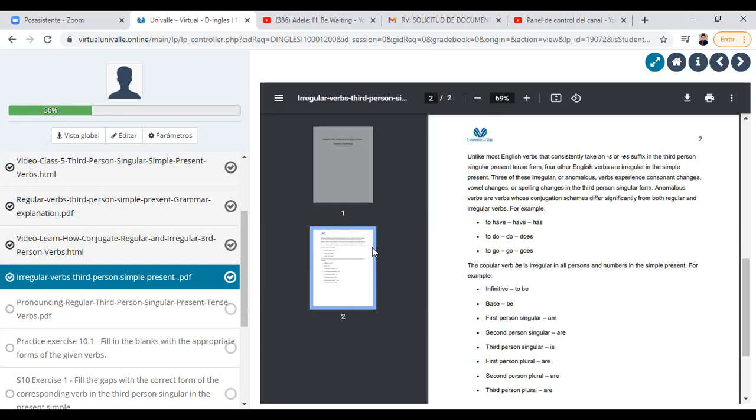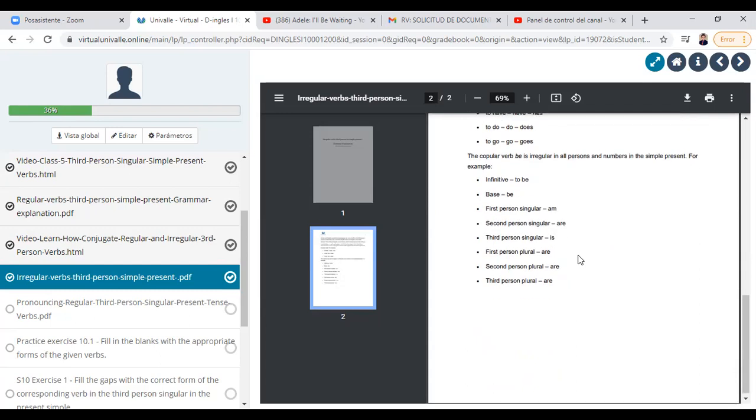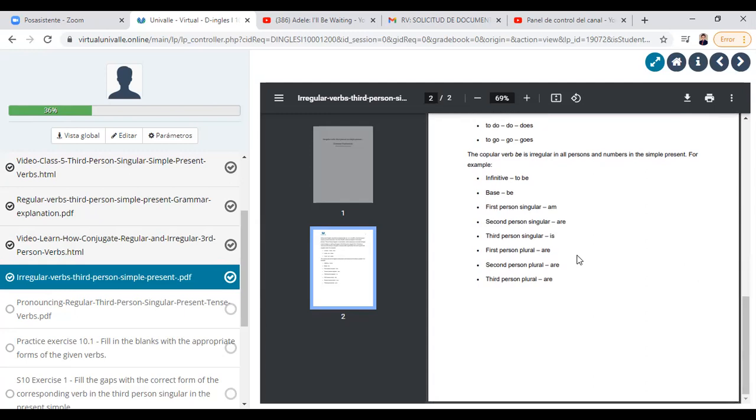The copular verb be is irregular in all pronouns and numbers in the simple present. For example, infinitive to be, base be, first person singular am, I am; second person singular are, you are; third person singular is, he is, she is, it is. First person plural are, we are. Second person plural are, you are. And the third person plural are, they are, okay?